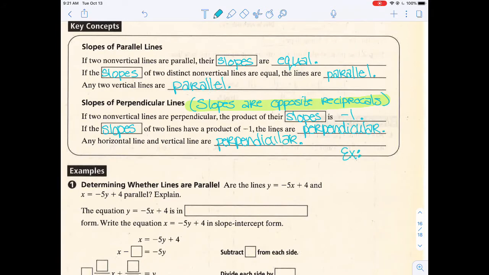So for example, if I know the slope of one line is 3, then for the perpendicular line, I gotta make it opposite. So this was +3, I'm gonna switch it to negative. And then the reciprocal of 3/1 is 1/3. So flip it upside down, change the sign. That's all I do. If it's easier for you to remember that their product is -1, that works too. It's just sometimes I think that's a little bit easier.